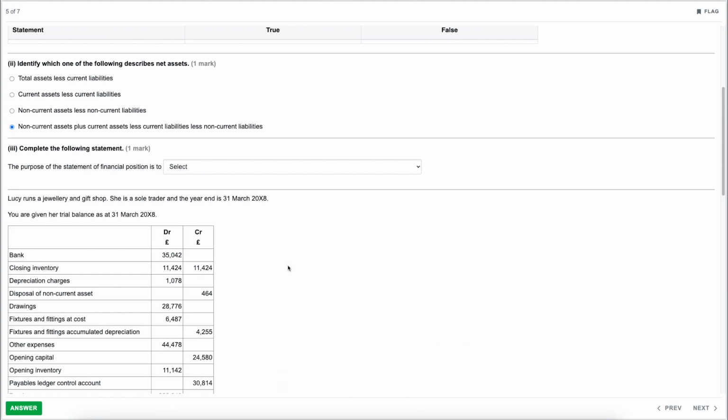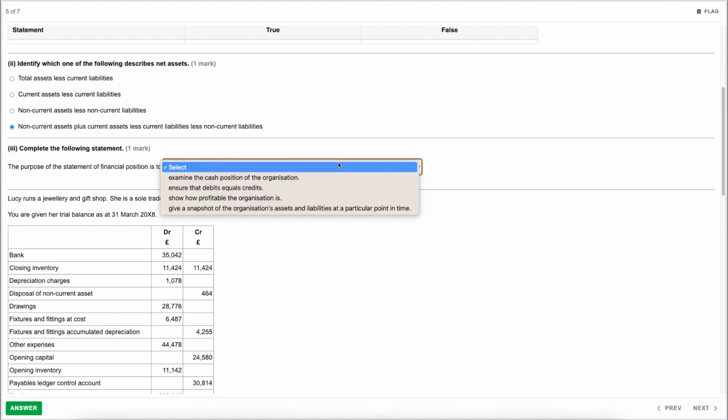So part 3, complete the following statement. The purpose of the statement of financial position is, and we've got some options. We've got examine the cash position of the organisation. It's definitely not that. We don't need to go through an entire statement of financial position for that. We can just look at either the bank or the cash book. We've then got ensure that debits and credits are equal. Well, that's what your trial balance is for, not the statement of financial position. You've then got show how profitable the organisation is. Again, definitely wouldn't be that one because that's what your P&L is for, your profit or loss statement.